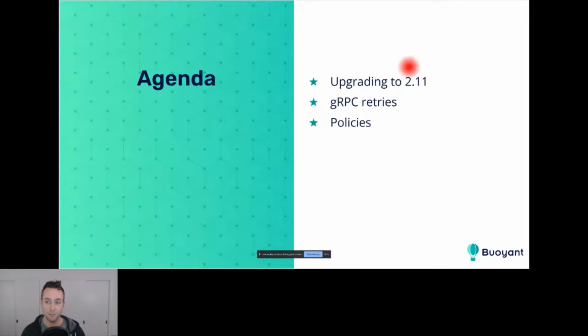Quick agenda. We're going to talk about how you upgrade to 2.11, and specifically I'm going to talk about the things to worry about when you upgrade to 2.11. I'm going to do the briefest of talks about what got added as far as gRPC retries, and then I'm going to spend a lot of time talking about policy.